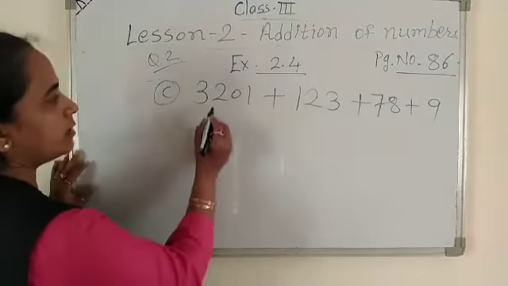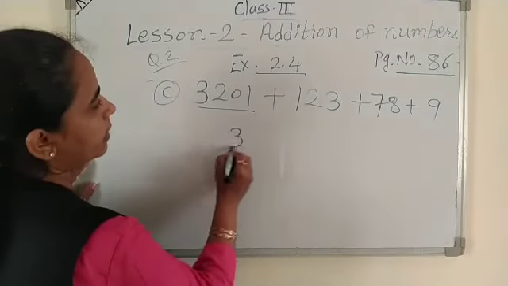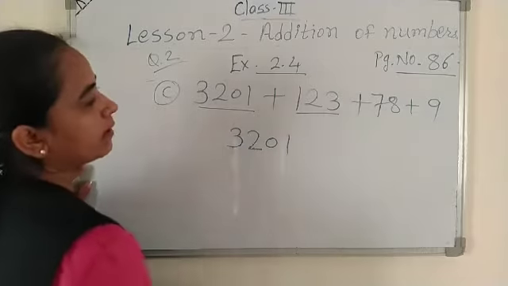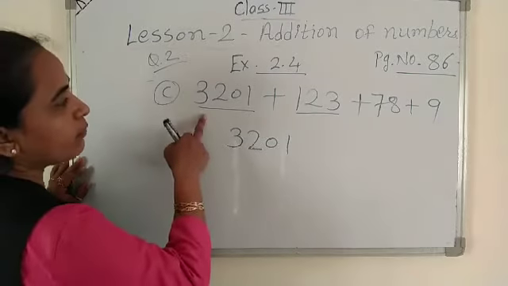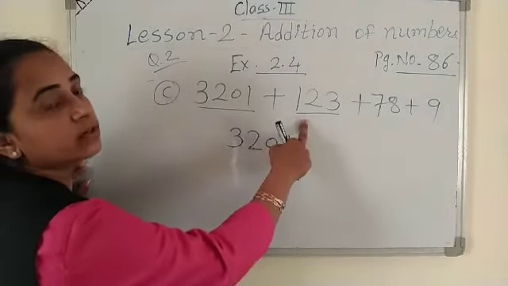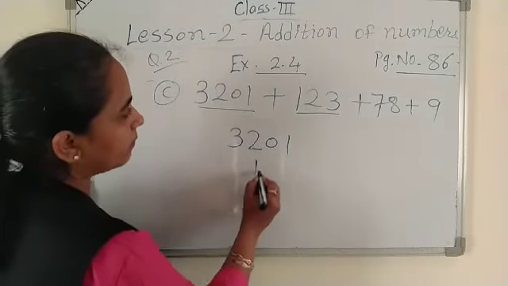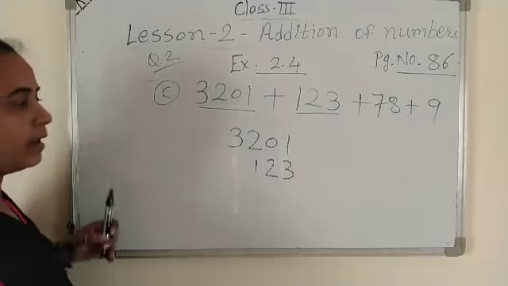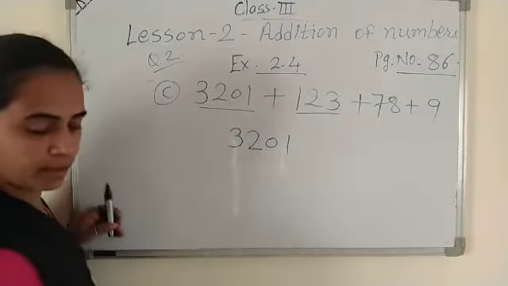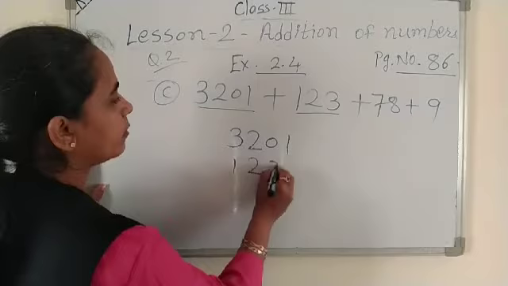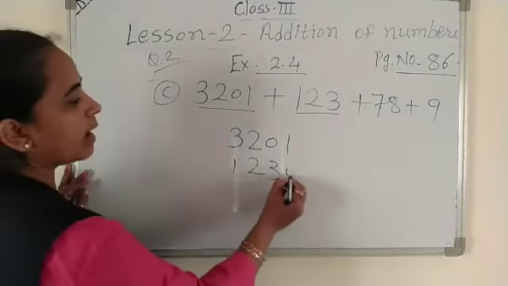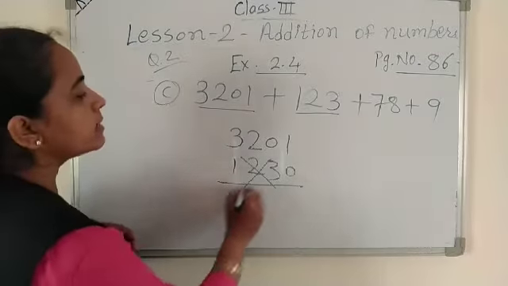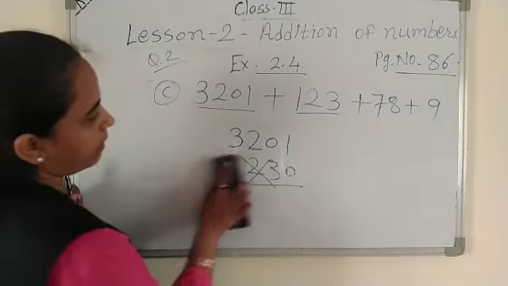Look at here. How to arrange? First write 3201. Then 123. This is 4 digit, this is 3 digit. So you can write here. Okay? Write properly. Agar aapne isko aise likh diya, so it is wrong. Because yahan pe 0 aayega, to ye kya ho gaya? 4 digit ho gaya. So it is wrong.